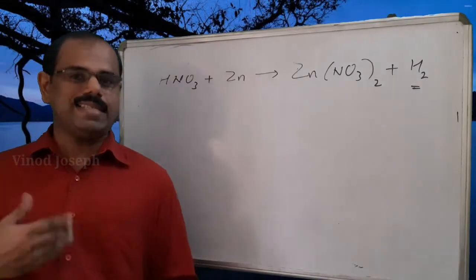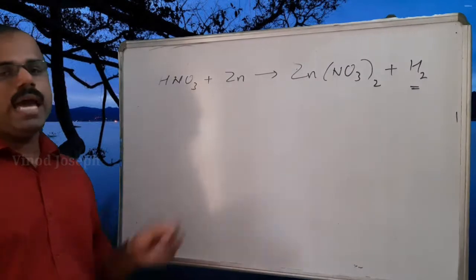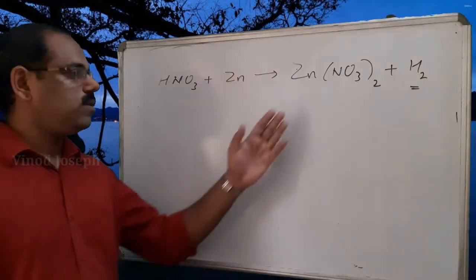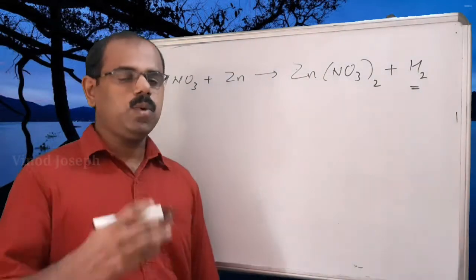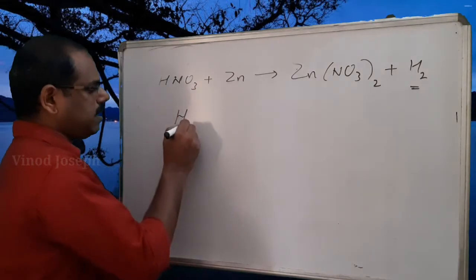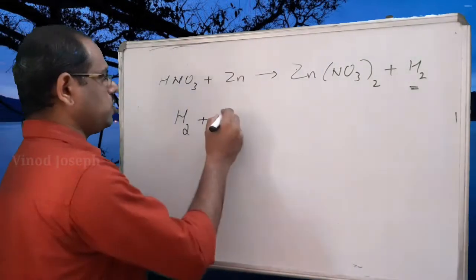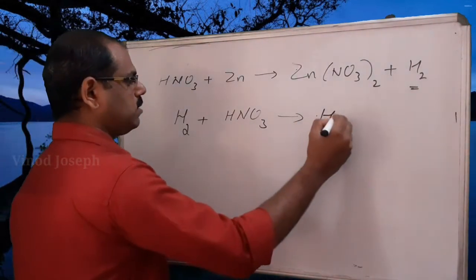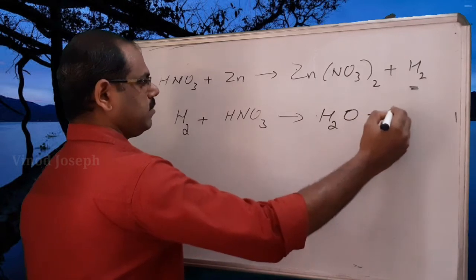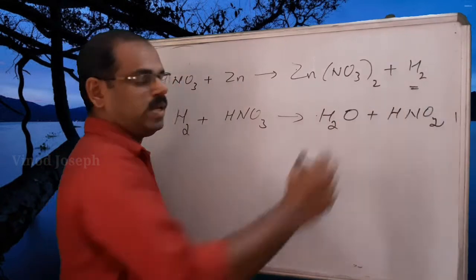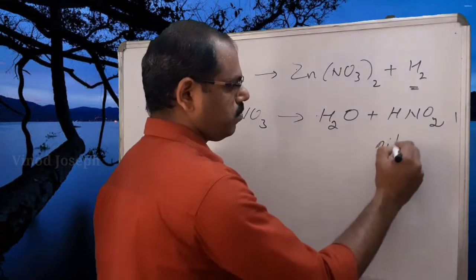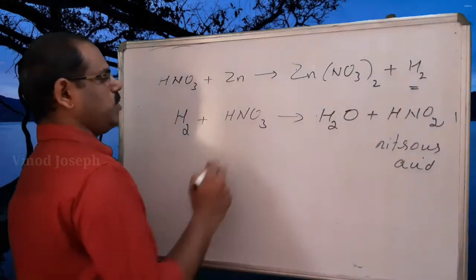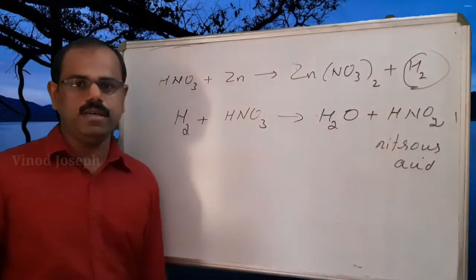See, here is another exception. A metal, zinc, reacts with nitric acid and gives zinc nitrate and hydrogen gas. But what happened to the hydrogen gas? The hydrogen gas released further reacts with nitric acid and gives water and HNO2, nitrous acid. So what happened to the hydrogen produced here?